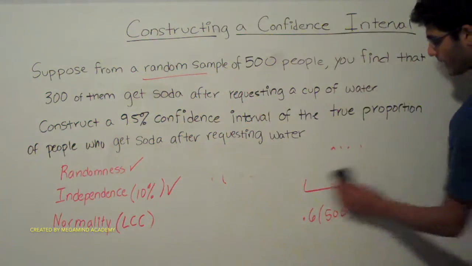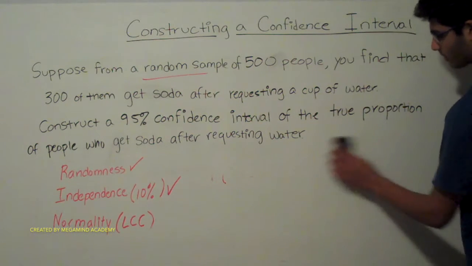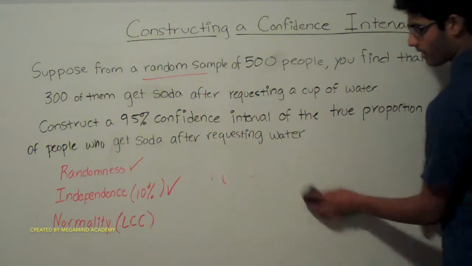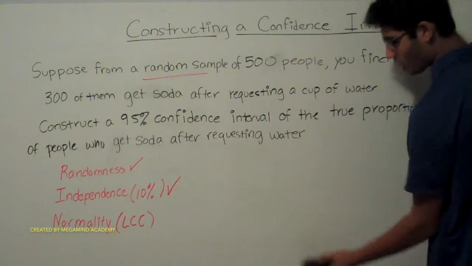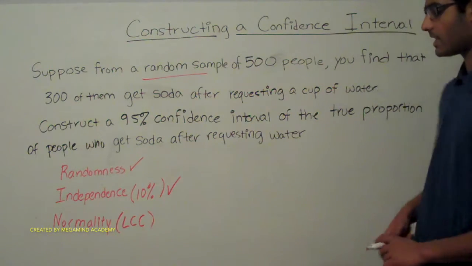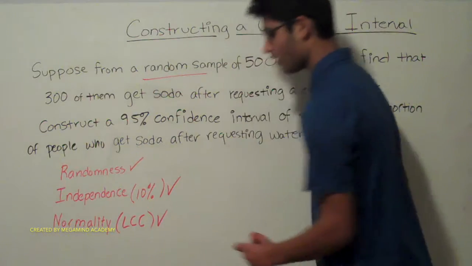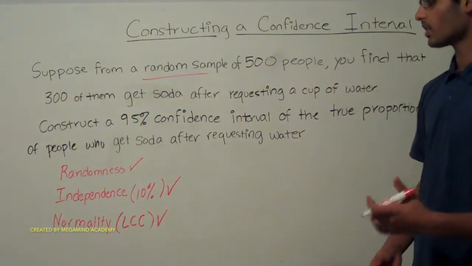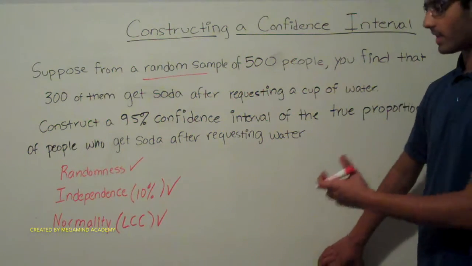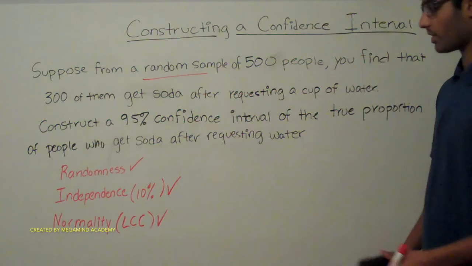Okay, so our normality is checked. And you have to show your work for the large counts conditions and explain the 10% rule or condition when you show independence. Because we're limited on space once again, I'm going to erase this, but take a moment to write these 3 conditions down.